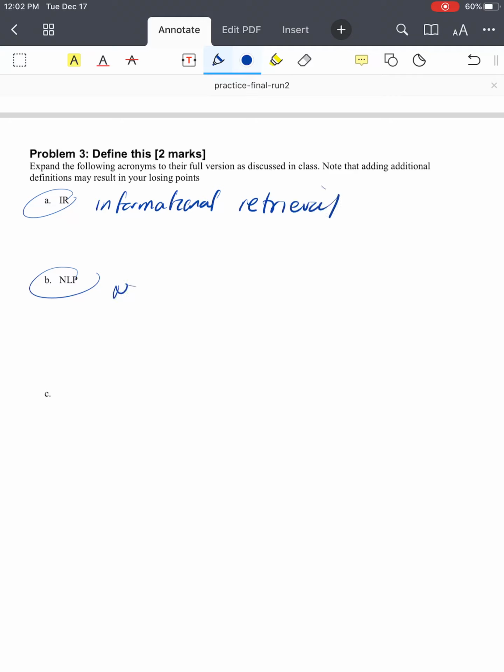and NLP will be natural language processing.